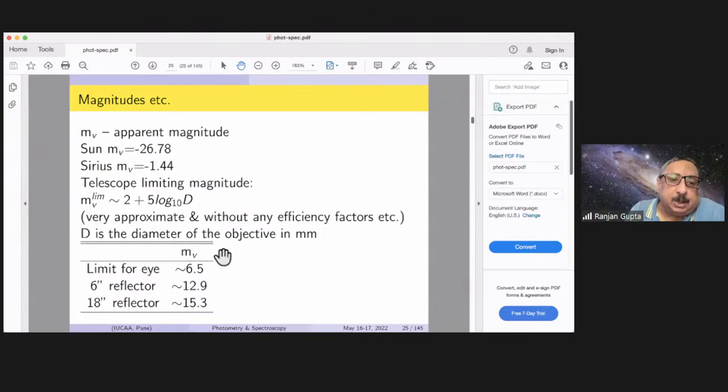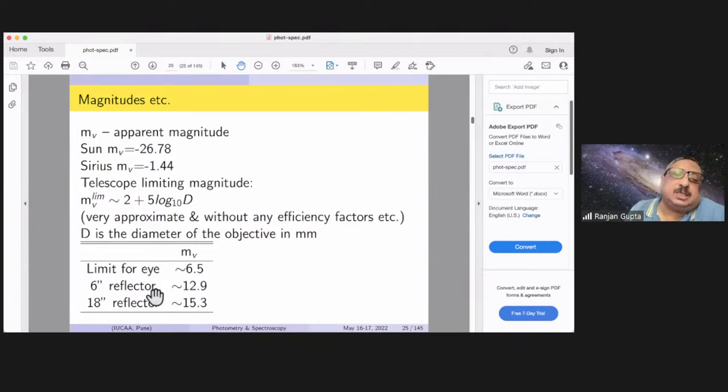So this is a simple formula, very approximate, where you put in the diameter and you can get the limit. For the human eye, which has a dark adapted pupil size of about 4 or 5 mm, you can see up to 6.5. In a totally dark place at night with no city lights, if you have a normal eye, you can see up to 6.5 magnitude. You remember the scale which I showed, 6.5 is there.